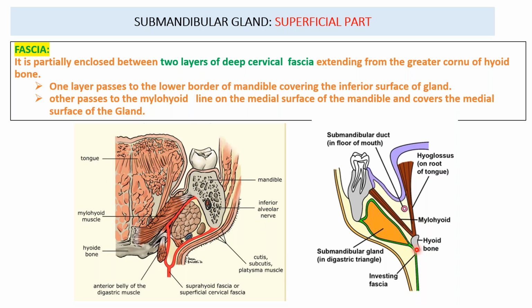So from the hyoid bone, the deep cervical fascia will split into 2 layers. These are the 2 layers which are splitting, and they will enclose the submandibular gland. One layer of the deep cervical fascia passes to the lower border of the mandible and covers the inferior surface of the submandibular gland. The other layer will pass towards the mylohyoid line on the medial surface of the mandible and covers the medial surface of the gland.